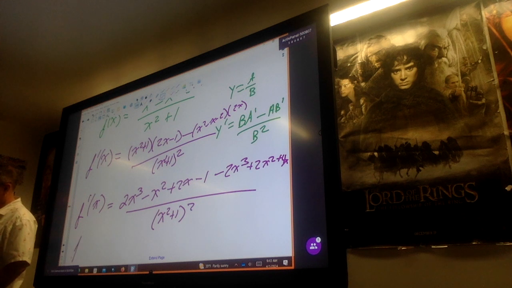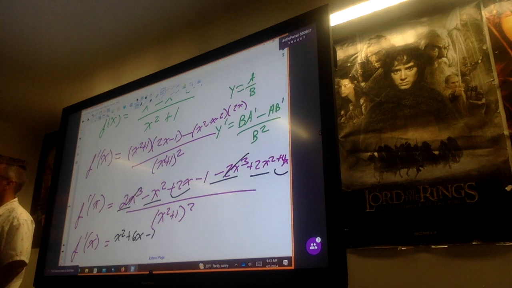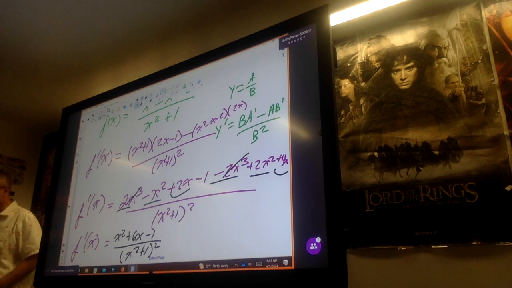Clean that top up a little bit. So let's see. This and this, they cancel each other out because they're opposite. Combine this and this, that's going to give me x squared. This and this is going to give me plus 6x minus 1. That will not factor. All over x squared plus 1, quantity squared. Yeesh.